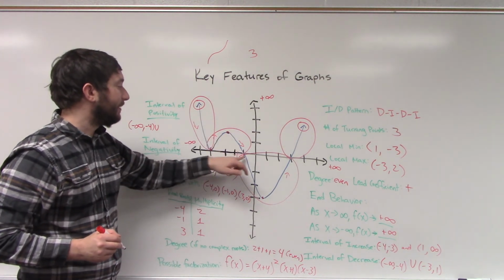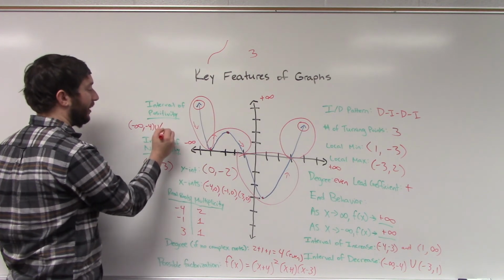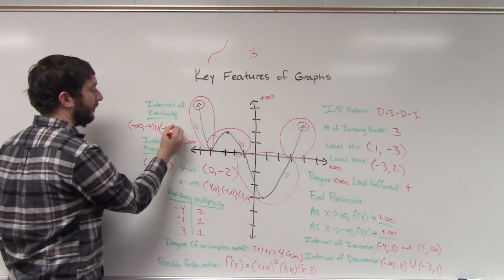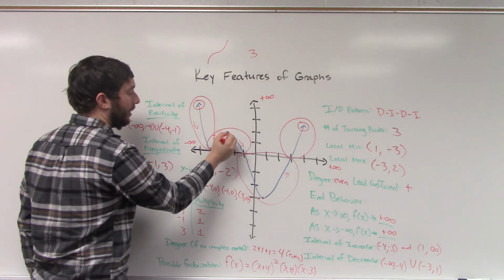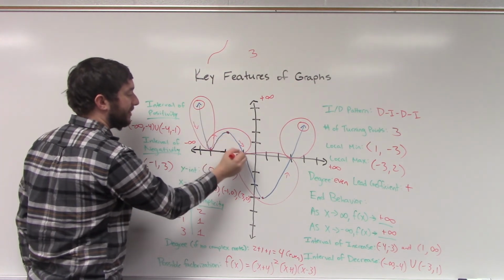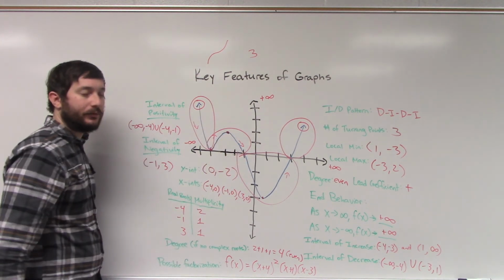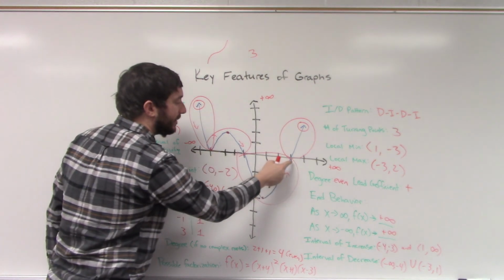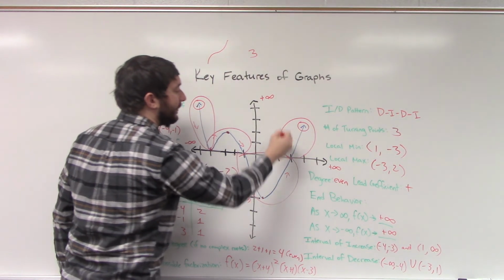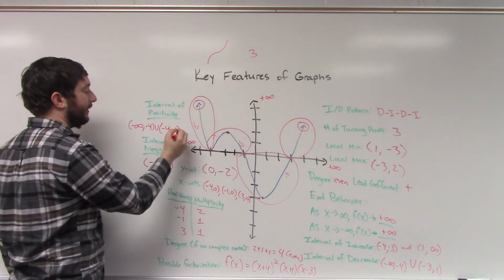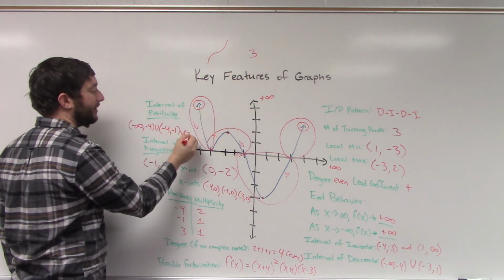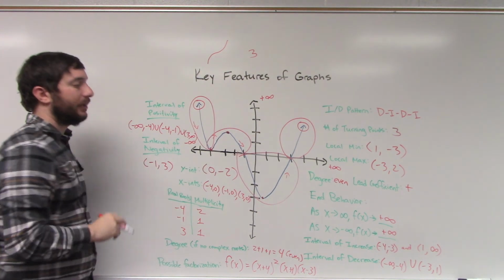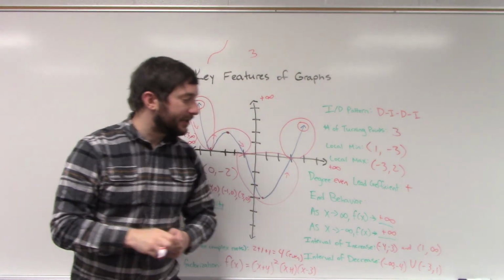But after it, it's above the x-axis from -4 until -1. Along the x-axis, it's above the x-axis here until -1. Then it becomes negative until +3. And then everything after that, again, off to the right forever, 3 until infinity. The graph is positive; it's above the x-axis.